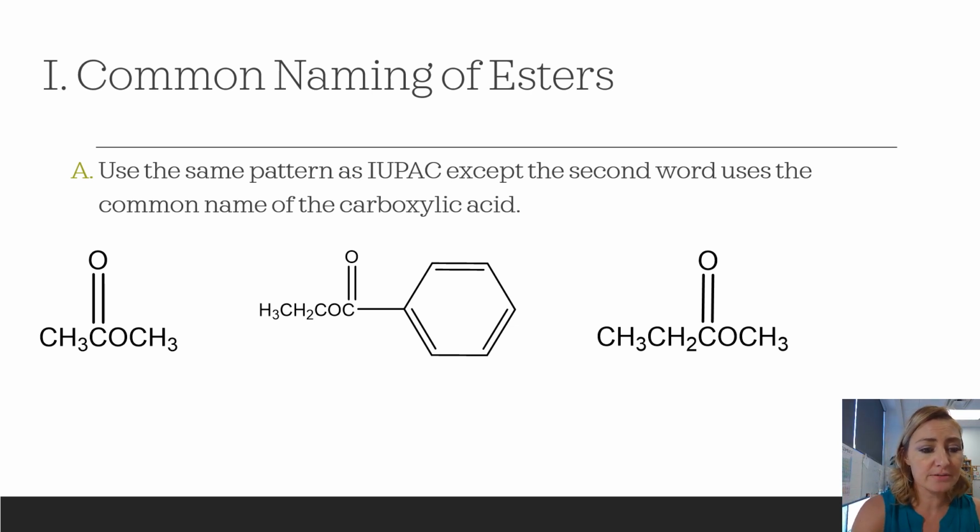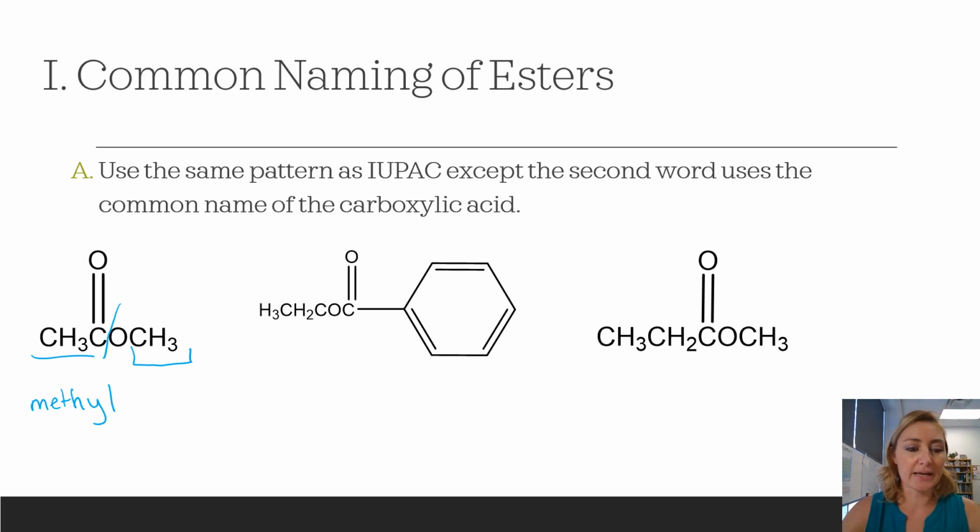So we're still drawing our line in the sand, and the alcohol side is going to be your alkyl group. So here we still have a methyl group, and we're going to name the carboxyl side as the carboxylic acid. We're going to remove ic acid and add ATE. So this would be ethanoic acid changes to ethanoate. So this is the IUPAC name.